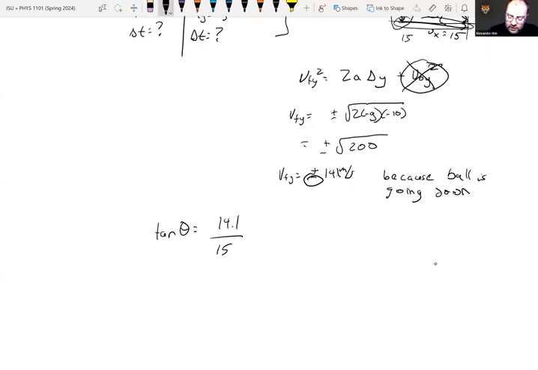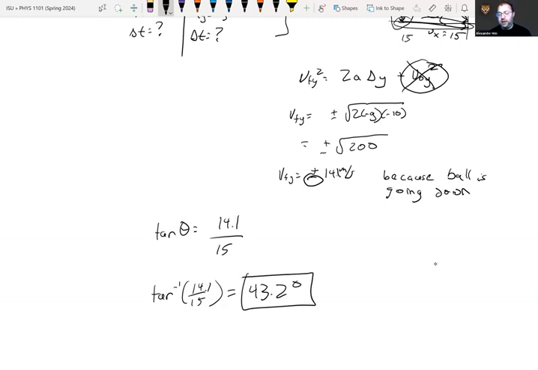So the inverse tan of 14.1 over 15 should give us our angle in degrees. So change that, and then we'll do 14.1 divided by 15, take an inverse tangent, and that is going to give us 43.2 degrees.